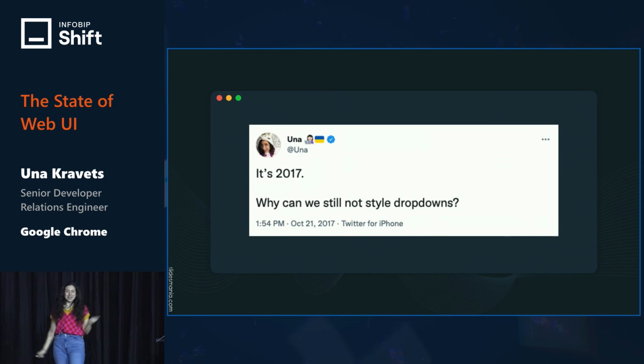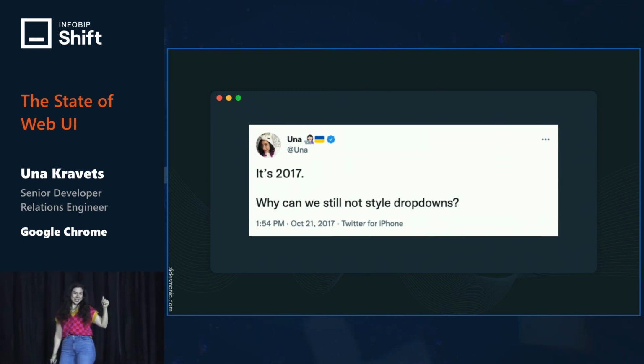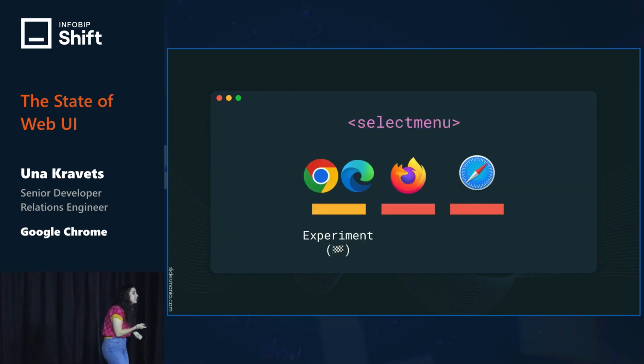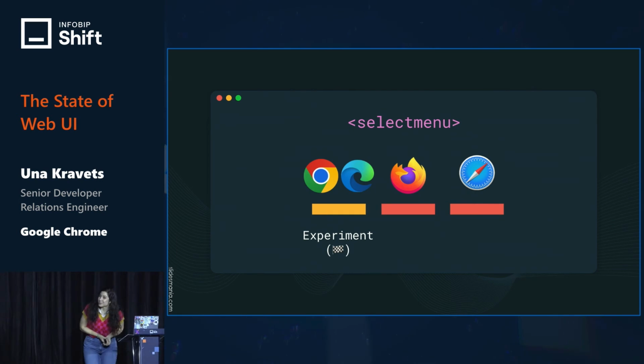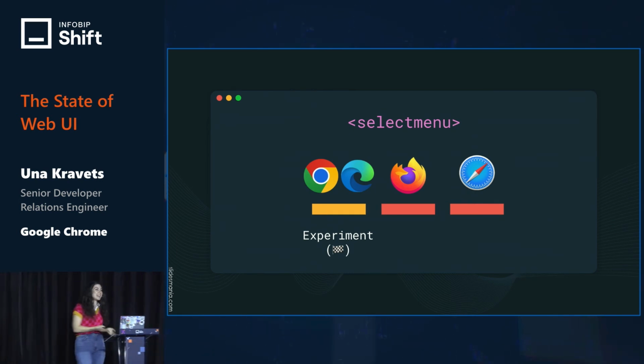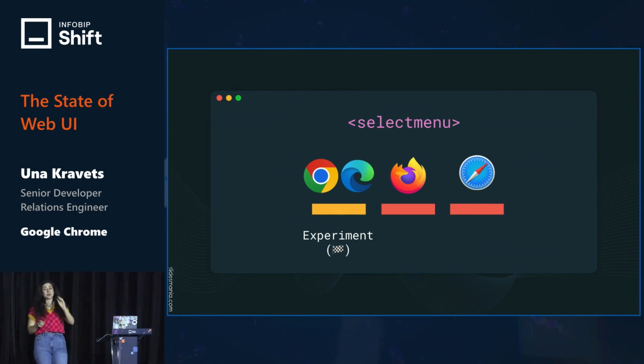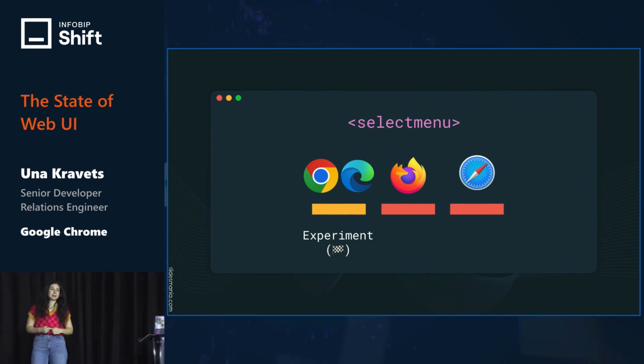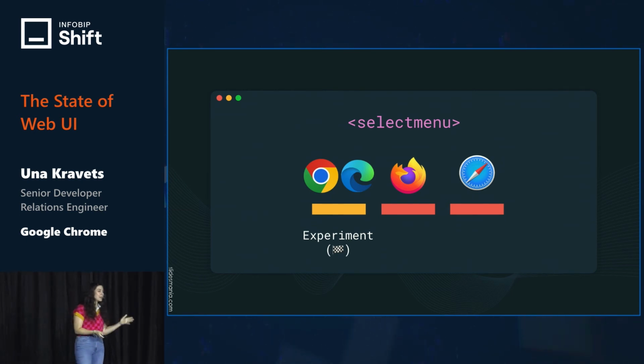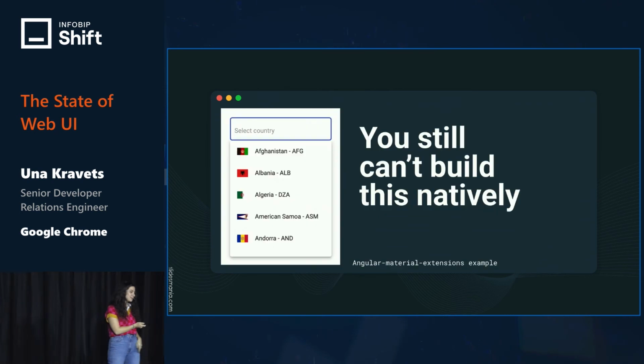This is a tweet from 2017, almost exactly a year ago. It's 2017, why can we still not style dropdowns? And I feel this in my bones. I still feel it in my bones. But that's where we have select menu. So there is a Canary experiment, a Chromium experiment. You could turn on experimental web platform features. If you want to play with this, it's not currently available in other browsers.